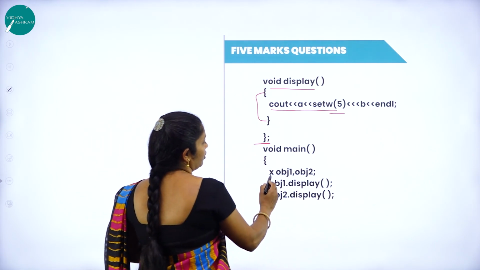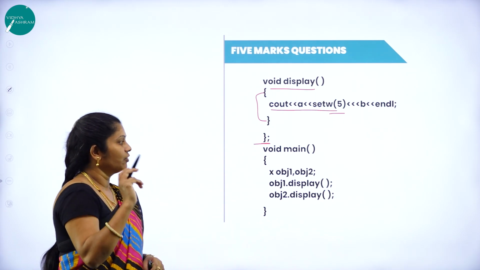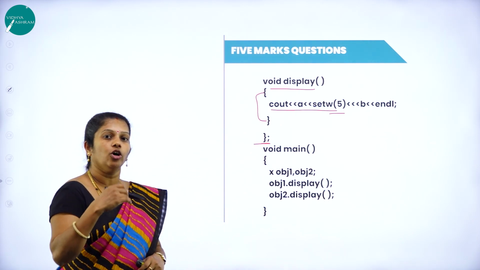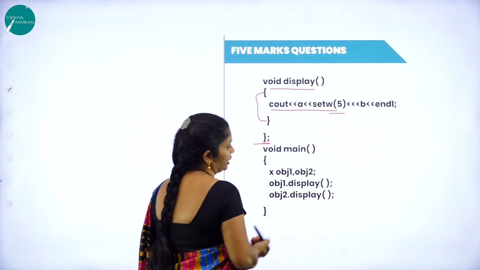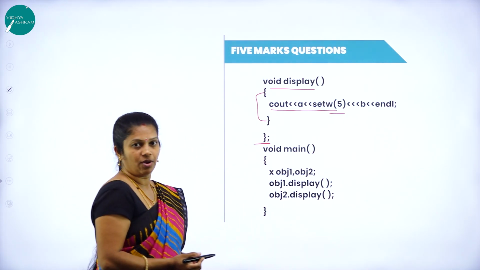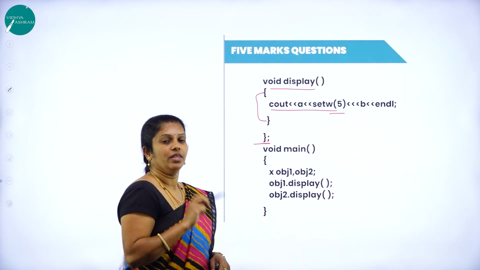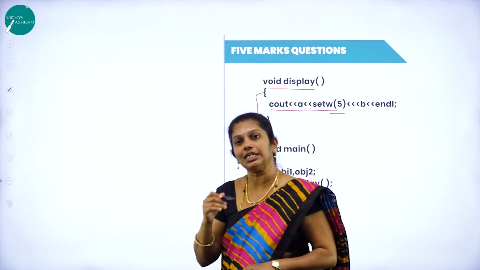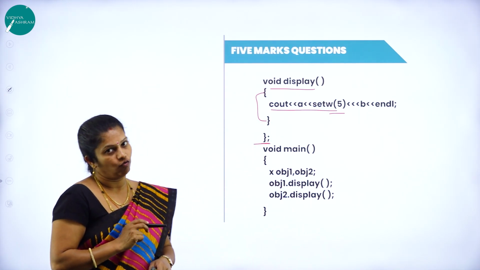In the main program we are creating objects: X object 1, comma object 2. Totally here we have two objects. In a default constructor, all the objects are initialized by the same set of values. For example, if I give object 1 dot display, then 10 and 20 only it will display. If I write object 2 dot display, then also it will display a value is 10 and b value is 20 only. In a default constructor, for each object we cannot give different sets of values. All objects are initialized by the same set of values here.